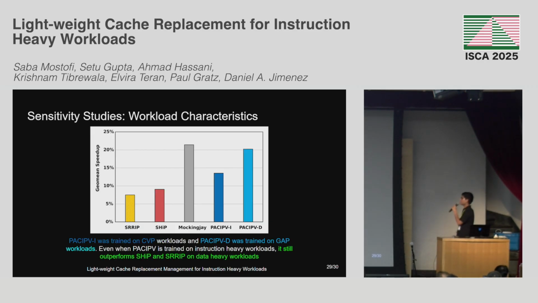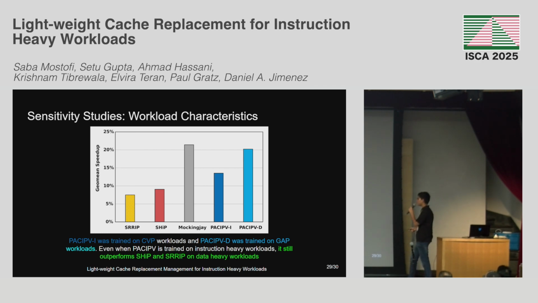Now let's also look at some sensitivity studies, because I just talked about instruction-heavy workloads. In this sensitivity study, we are looking at data-heavy workloads, in particular GAP workloads. And here we can see the performance of the baseline policies that we are comparing against: SRRIP, SHIP, and Mockingjay. Again, everything is relative to LRU.